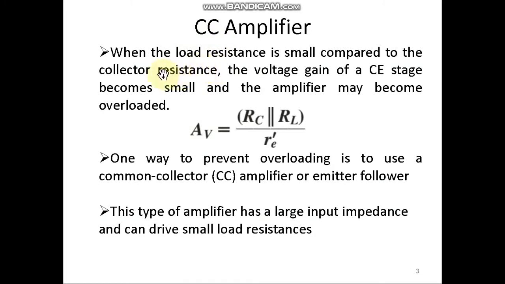Common Collector Amplifier. When the load resistance is small compared to the collector resistance, the voltage gain of common emitter stage becomes small and the amplifier may become overloaded. The equation for voltage gain for the same amplifier is rc parallel RL upon re dash. So let us understand first of all what this problem is. Because the equation is rc parallel RL upon re dash, if the value of RL is reduced, if load resistance value is less, then our numerator part will become lower, hence your gain will be reduced.